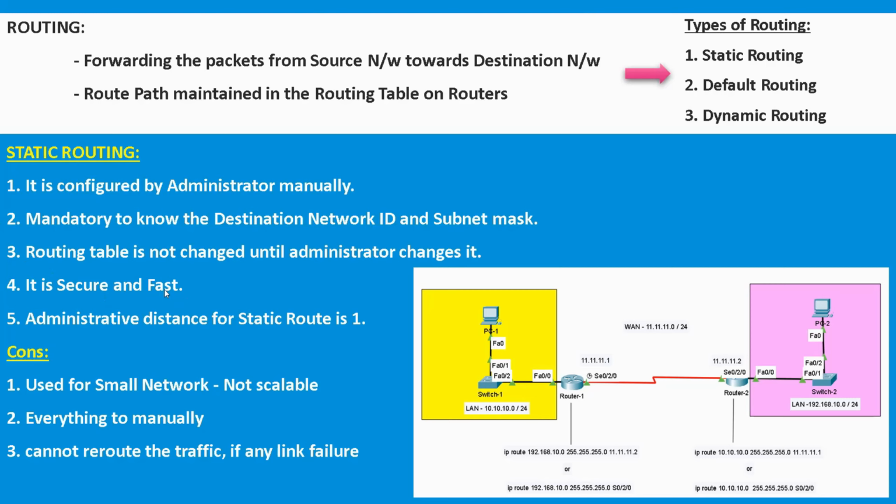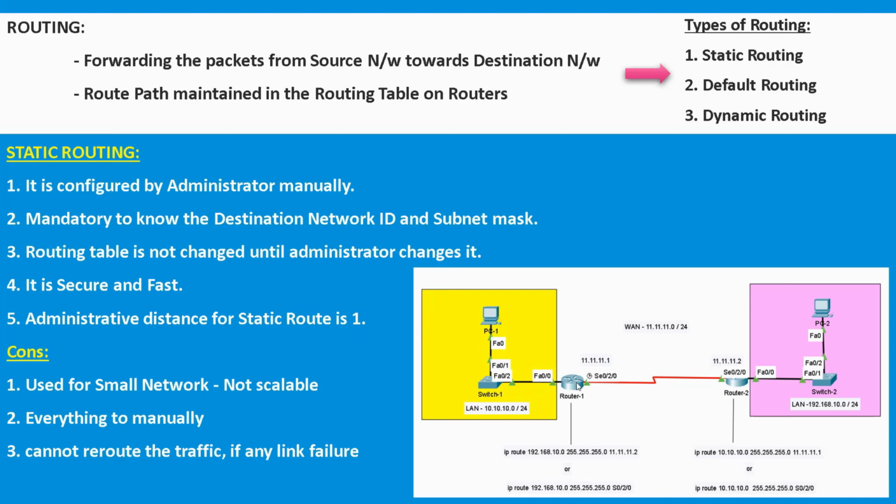Why it is the fastest: it has an administrative distance of 1. So the minimum value has the highest priority of forwarding. It starts with 0 up to 255. 0 is assigned to the directly connected network.